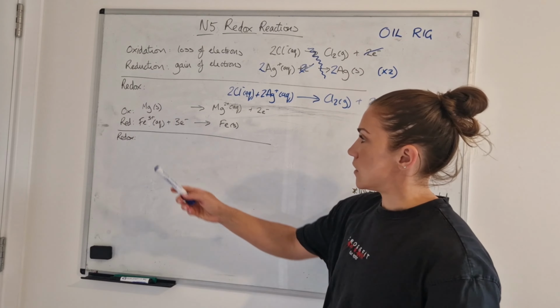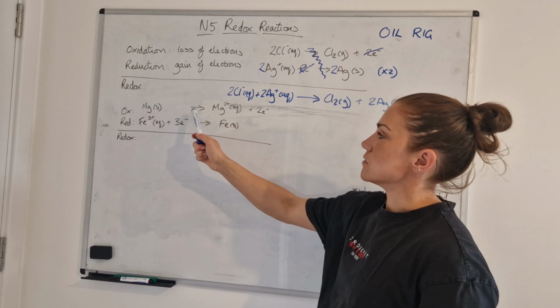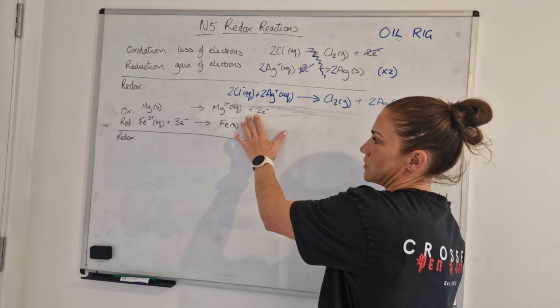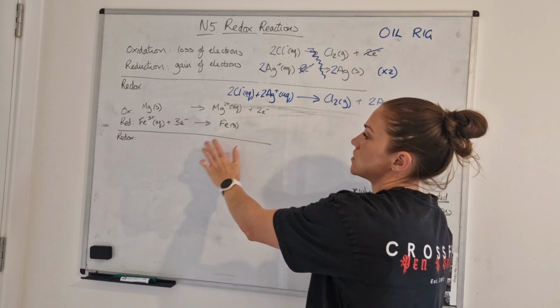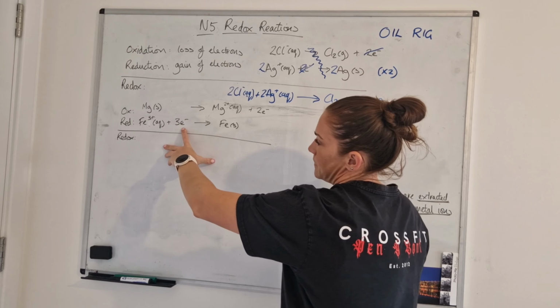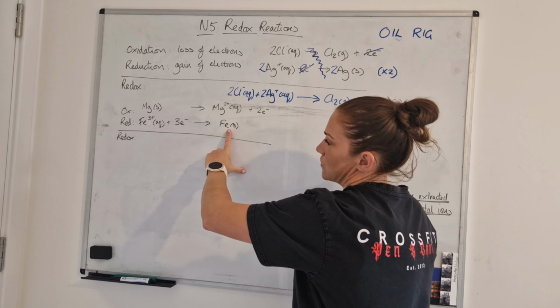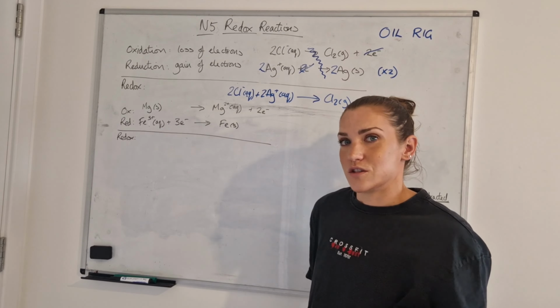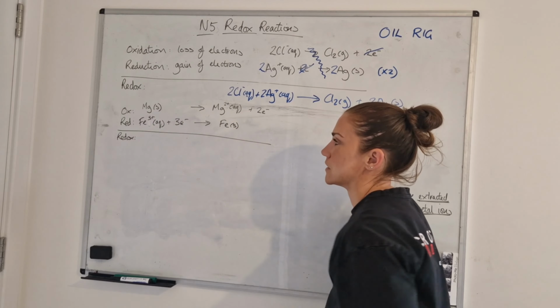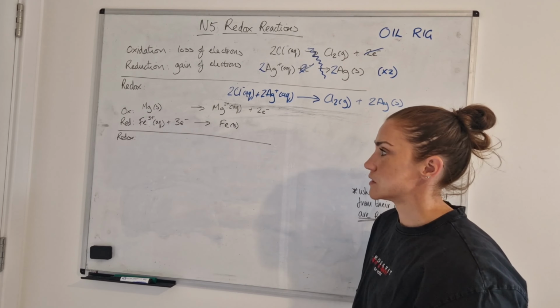Okay, so we've got another set of reduction and oxidation reactions here. And this time our oxidation reaction involves the magnesium solid going to magnesium ions. We can tell it's oxidation because electrons are being given off, they're being lost. And then our reduction reaction is iron 3 accepting 3 electrons to become iron solid. And again, we can tell this is a reduction reaction because the electrons are being gained by the iron ions and it's becoming iron atoms.